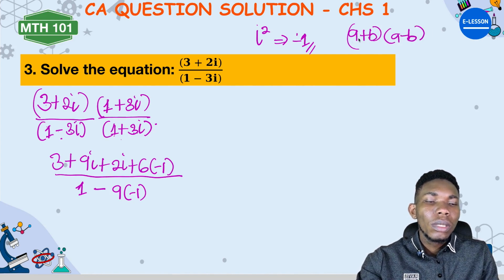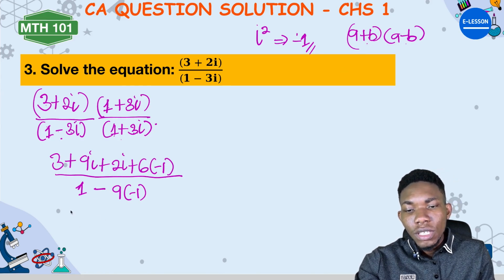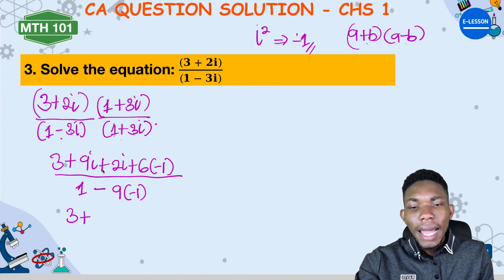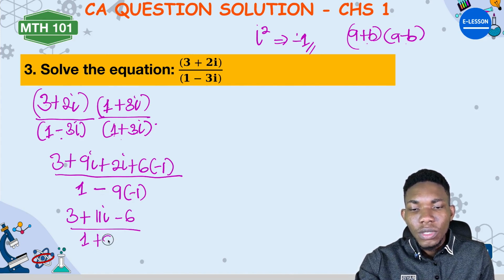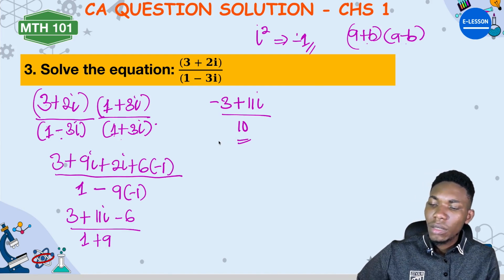That means what you have here is the same as what you have here. The only difference is the sign. Is that okay? So this will give us 3 plus 9i plus 2i, which is 11i. 6 times minus 1 will give us minus 6, divided by 1 minus times minus will give us positive, plus 9. So 3 times minus 6 will give us minus 3 plus 11i divided by what? 1 plus 9 will give us how many? 10. So that is the solution to that question.